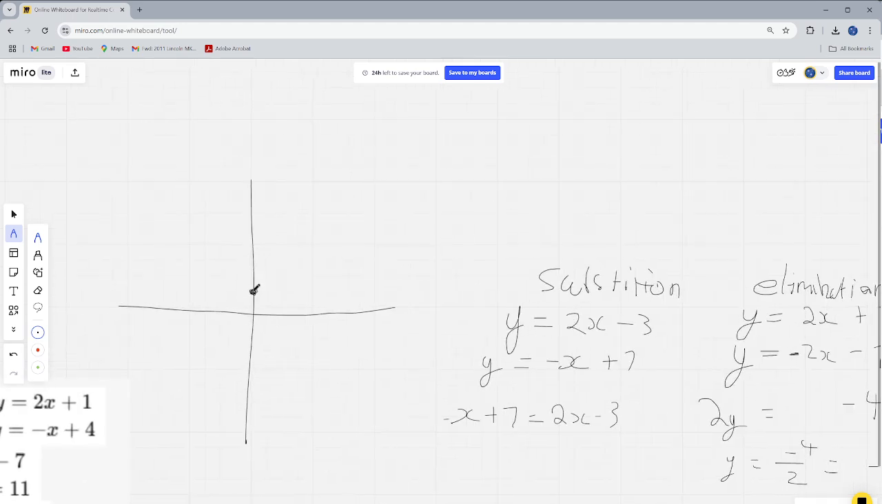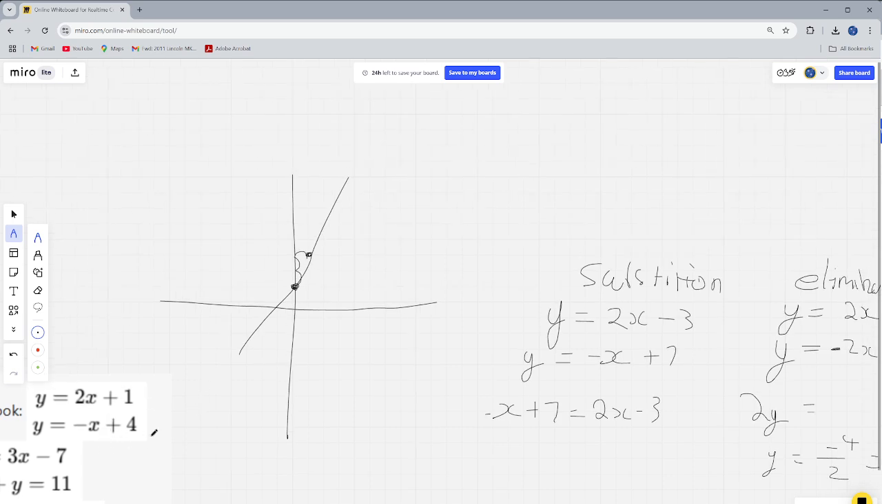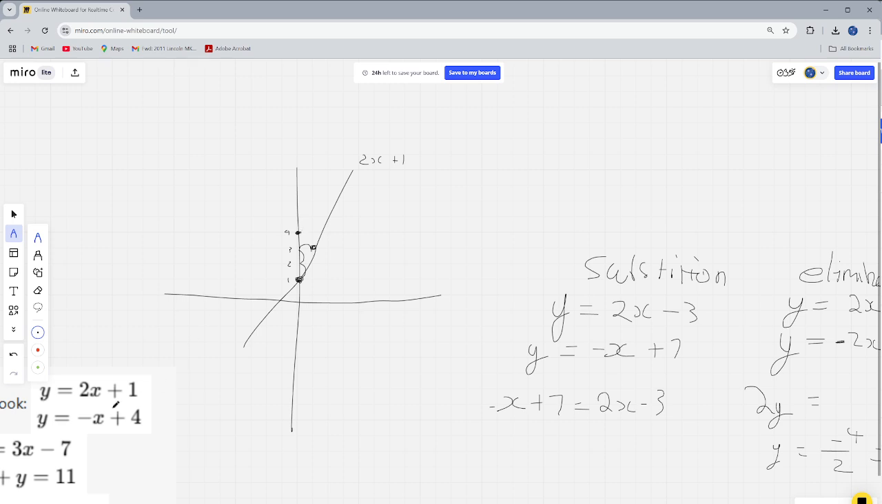Then every time we rise 2, we run 1. So rise 1, 2, run 1, and that shows us our slope. With just these two points, we can draw out our whole line. So that's 2x plus 1. We're going to do the same thing for negative x plus 4. Instead of having our intercept at 1, like here, we're going to have it at 2, 3, 4. Let's label this one really quick: 2x plus 1 is this line, and this line is negative x plus 4.